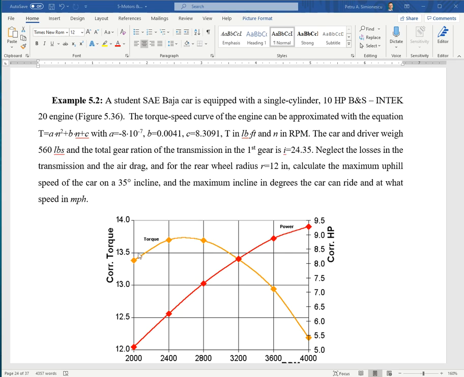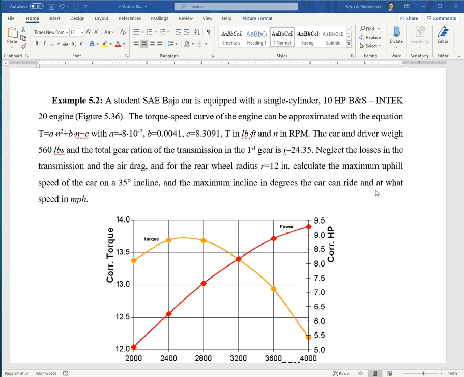What else do we know? Other than the torque speed curve, we know the weight of the car and driver. We know the gear ratio in the first gear. It says neglect velocity in the transmission, although we could include that, no problem. We know the radius of the rear wheel.